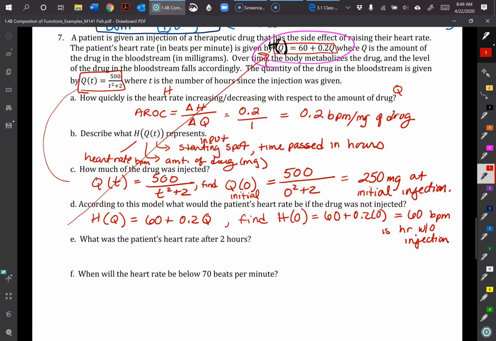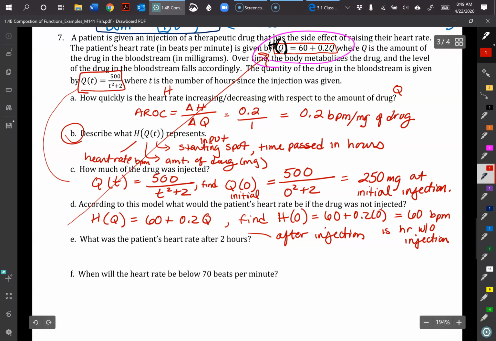So now we need to find what was the patient's heart rate 2 hours after injection. We're going to assume they were injected here. It's kind of not clear. So for that one, see if you can figure out how you would do your composition.